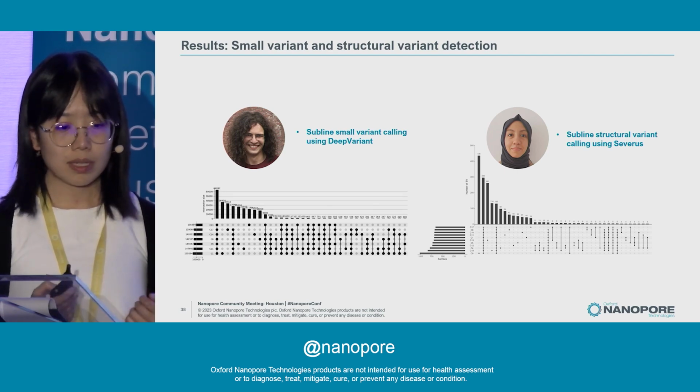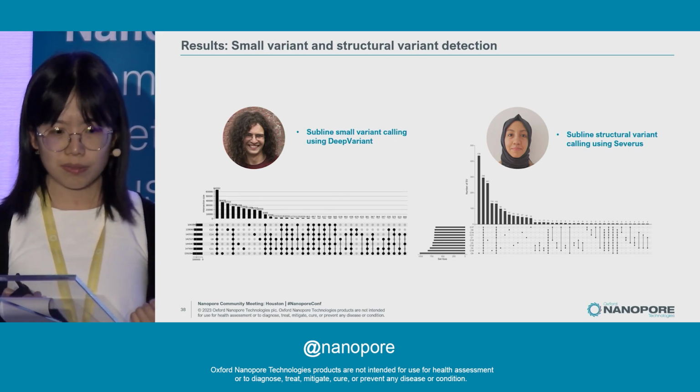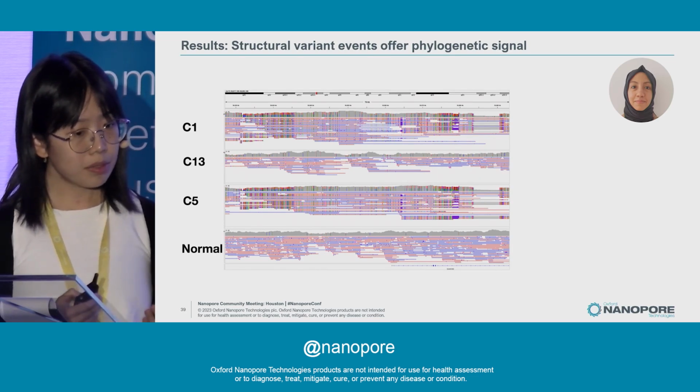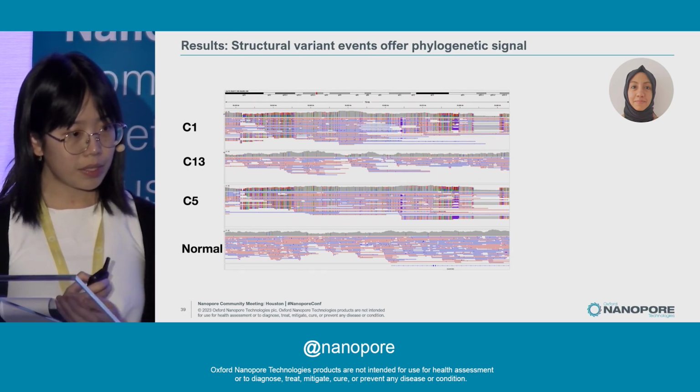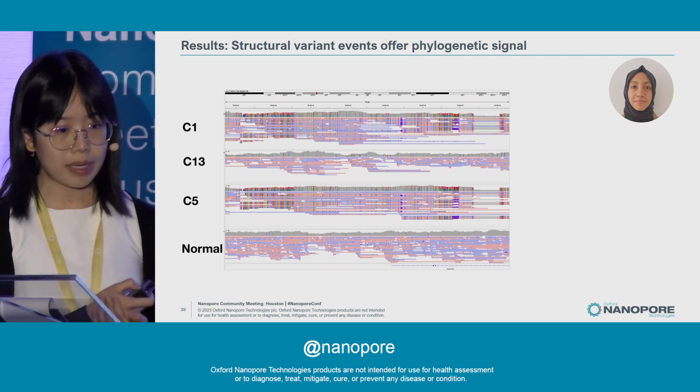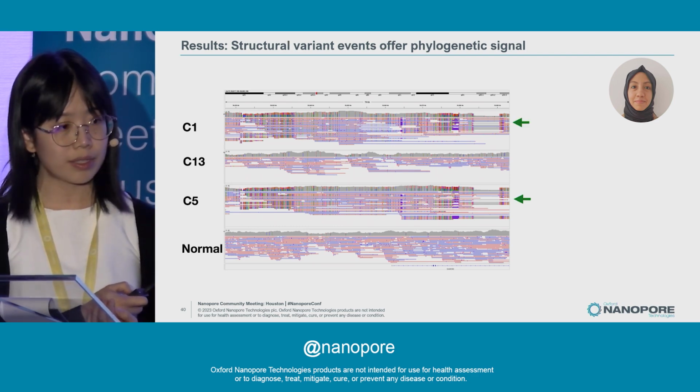The ability to simultaneously profile small variant, structural variant, and CpG methylation from the same set of long read data presents an unprecedented opportunity to harvest additional signals for integrative phylogenetic analysis. For example, with the currently available data, Cerberus is able to identify a contiguous event followed by a loss of heterozygosity, as you can see here.